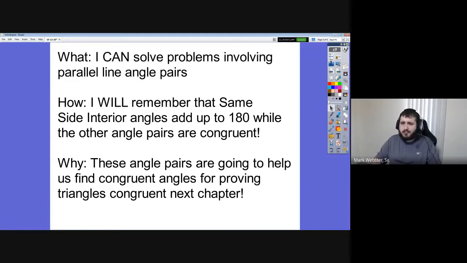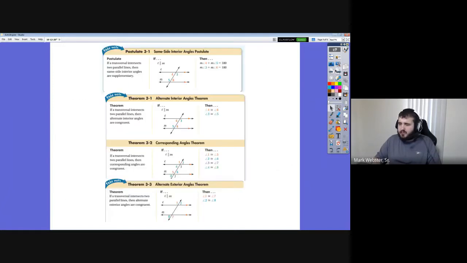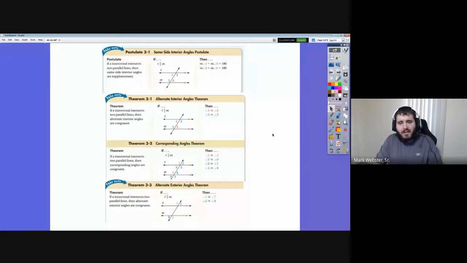So let's go ahead and get started talking about these. The way that this works is these are actually biconditional statements. So if then and then the other way as well. So these are if and only if statements. These are biconditional statements.